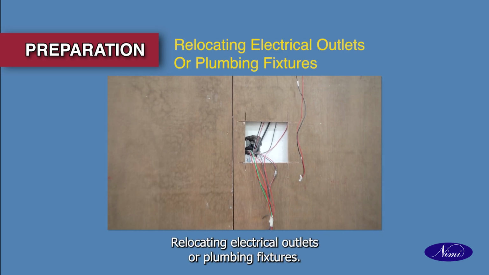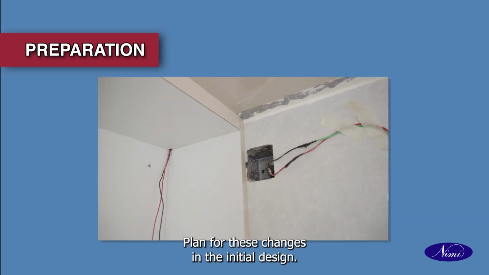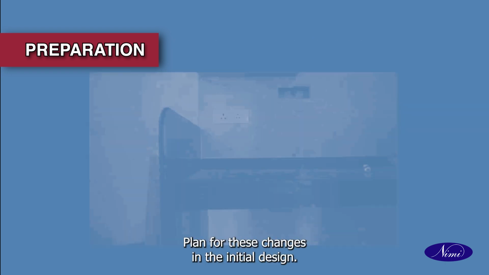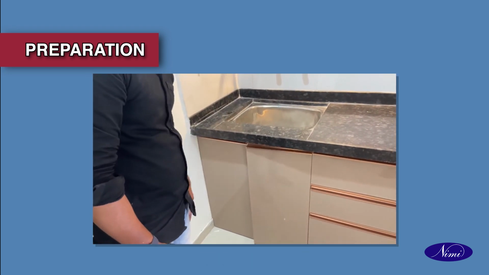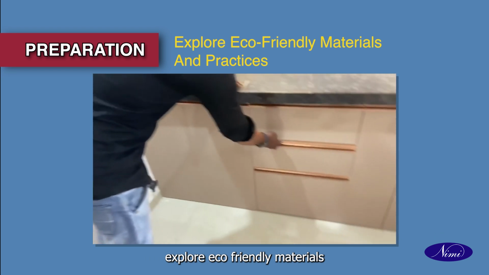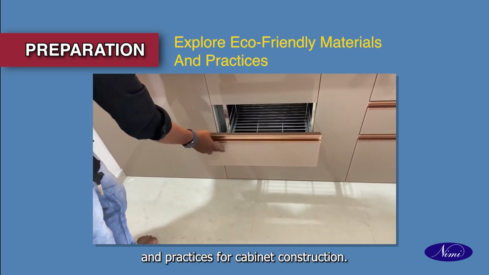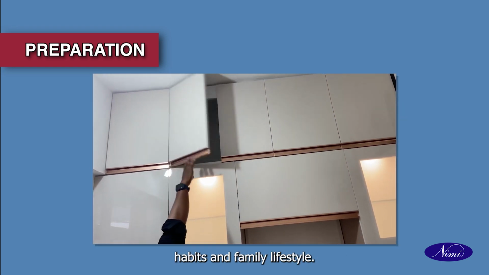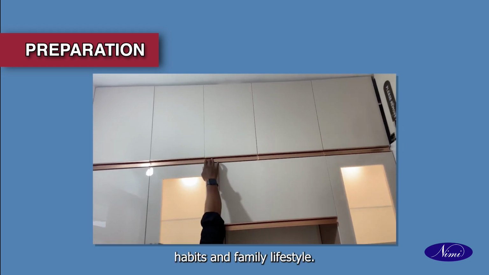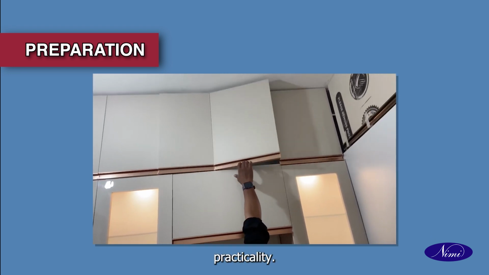If the project involves relocating electrical outlets or plumbing fixtures, plan for these changes in the initial design. If sustainability is a priority, explore eco-friendly materials and practices for cabinet construction. Factor in your daily routines, cooking habits, and family lifestyle when planning the cabinet layout to enhance practicality.